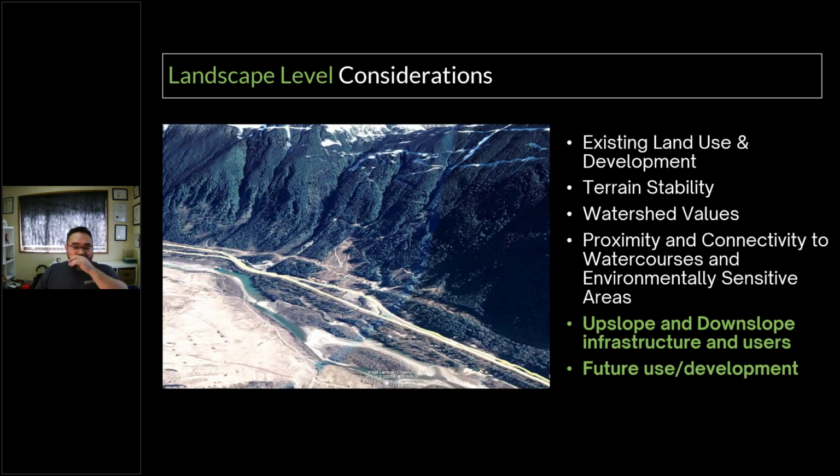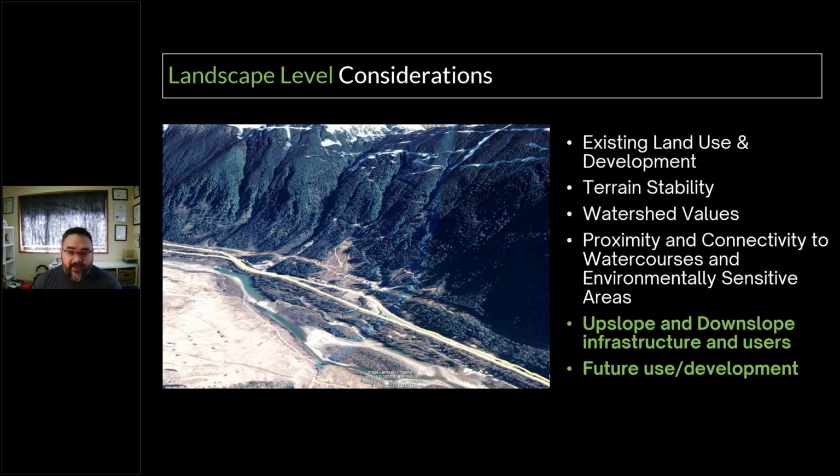And then similarly to that, what's going on upstream or upslope and downslope? Because that can change the hazards from upslope events, as well as when you think about changes to the use that you have upslope or downslope, and then what the consequences of impacting that infrastructure are now and in the future, depending on the life of your road.